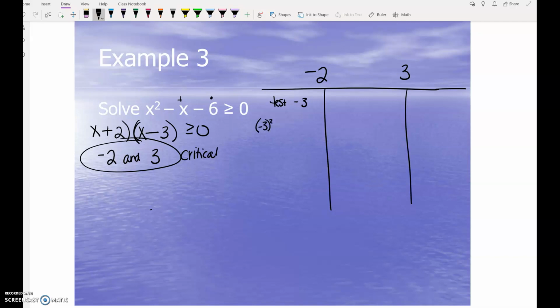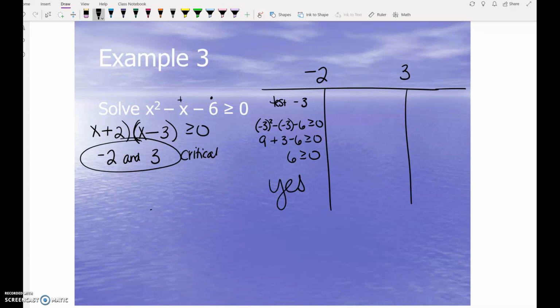-3 squared minus -3 minus 6. We want to know if that's greater than or equal to 0. -3 squared is 9. Minus a -3 would be +3 minus 6. We can do that in our calculator. 12 minus 6. Is 6 greater than or equal to 0? Yes, it is. Now let's test a number in between.